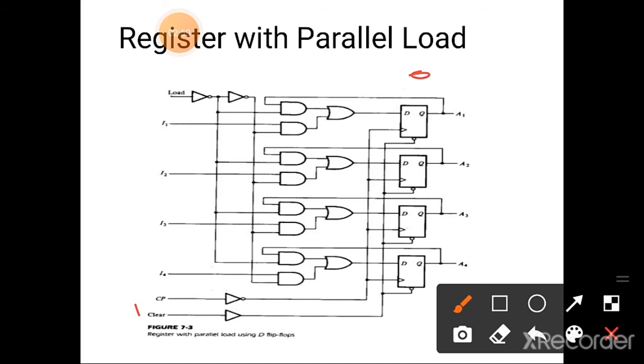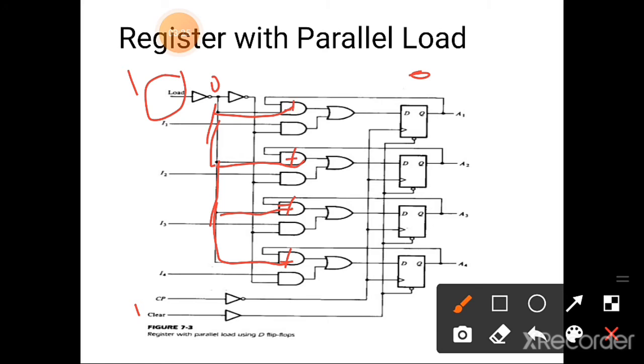Then there is a load input here. The load input goes through an inverter. When the load input is 1, it becomes 0. Then 0 is connected to this flip-flop, and here 0 is connected to this flip-flop. This AND gate, and this AND gate, and all these are not working.